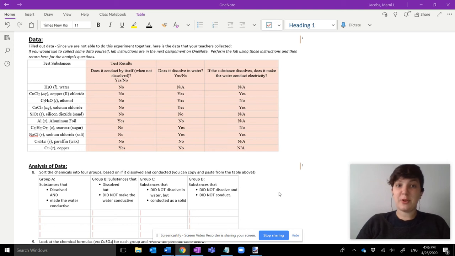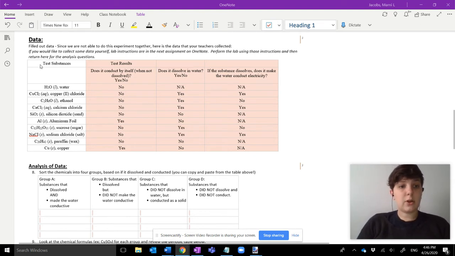Hi guys, now that you've made your predictions, let's take a look at our data. Remember, if you do want to collect this data yourself, go to the next lesson in the left menu, and there's some lab instructions if you have the right materials. If not, let's just look at this data table together. Your teachers have collected this data before we went home from school.